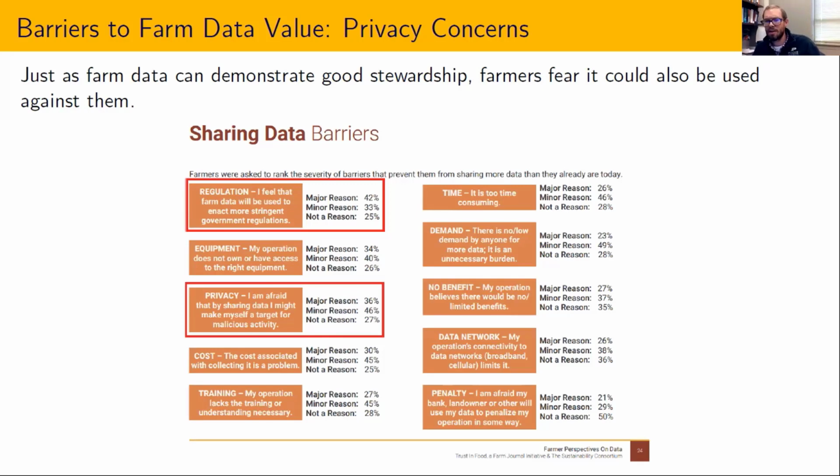So last week the presenter, and I apologize, I don't remember who it was, made the comment that farmers are really hesitant to share data out of fear that it'll be used against them. And this survey result really touches on that. Privacy was pretty high. It says, I am afraid that by sharing data, I might make myself a target of malicious activity. So a similar kind of concern there. 36% said that was a major concern, and 46% said that was at least a minor concern.